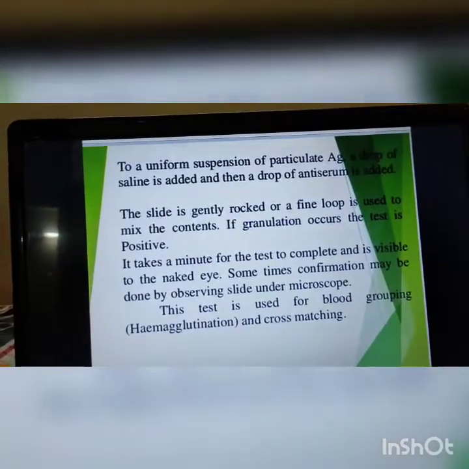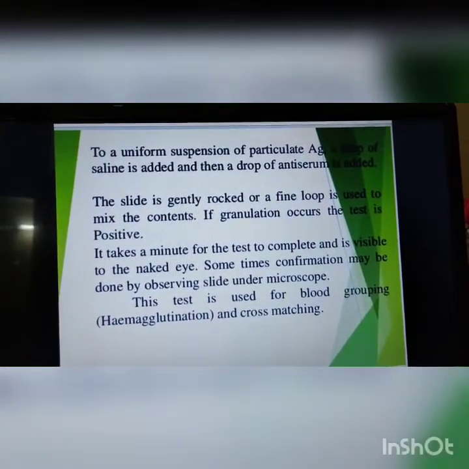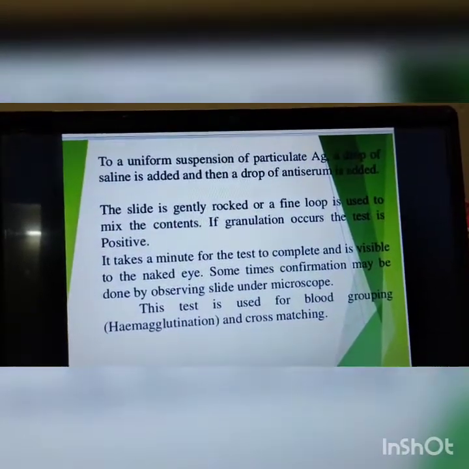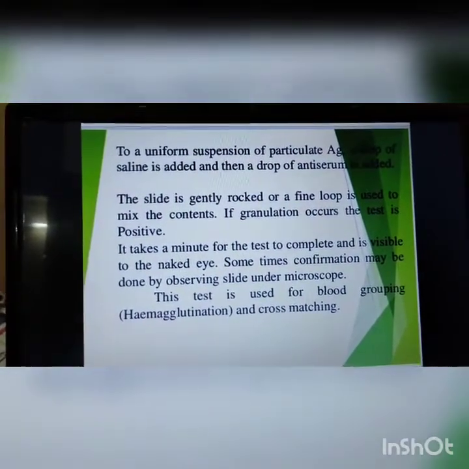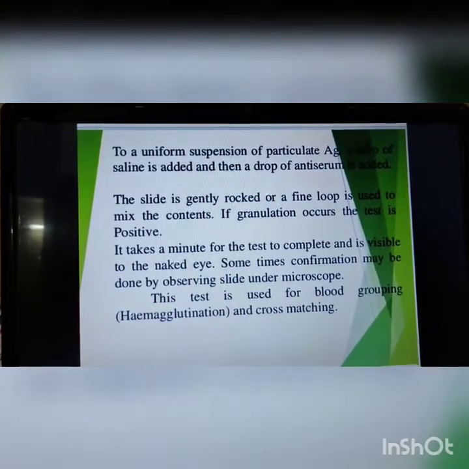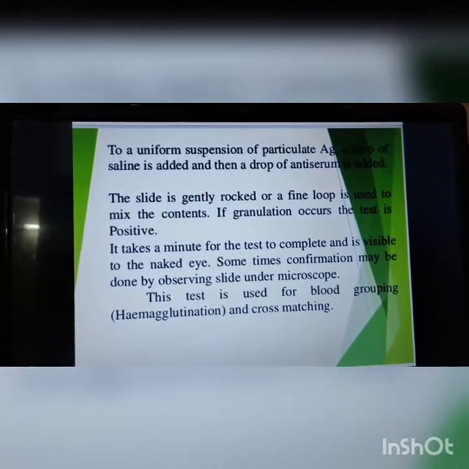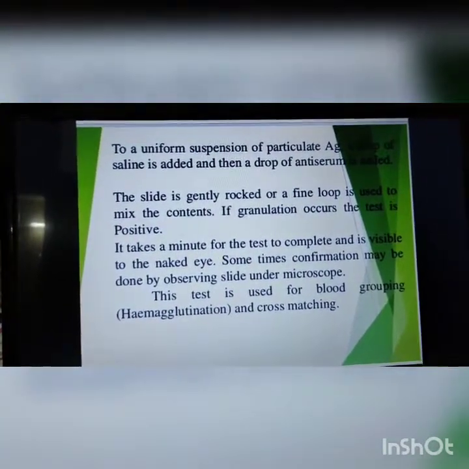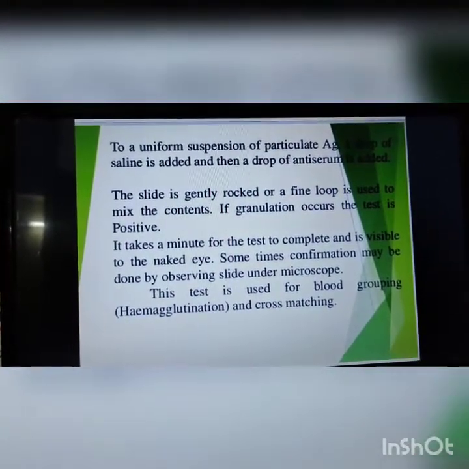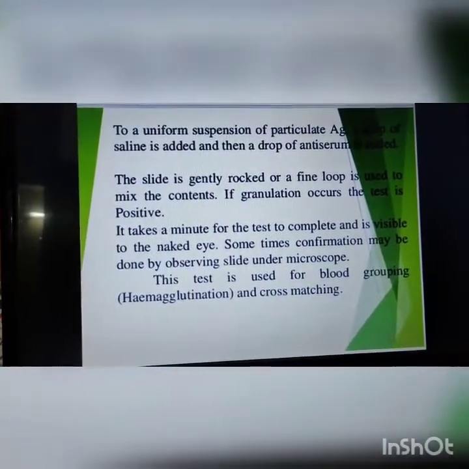Now next, to a uniform suspension of particulate antigen, a drop of saline is added to a drop of antiserum. This is for proper mixing of the antigen and antibody. The slide is gently rocked and a fine loop is used to mix the contents, and if granulation or agglutination occurs, the test is positive. It takes a minute for the reaction to be visible to the naked eye, and sometimes confirmation is done by observing the slide under a microscope. It is generally useful for blood grouping, hemagglutination and cross matching also.